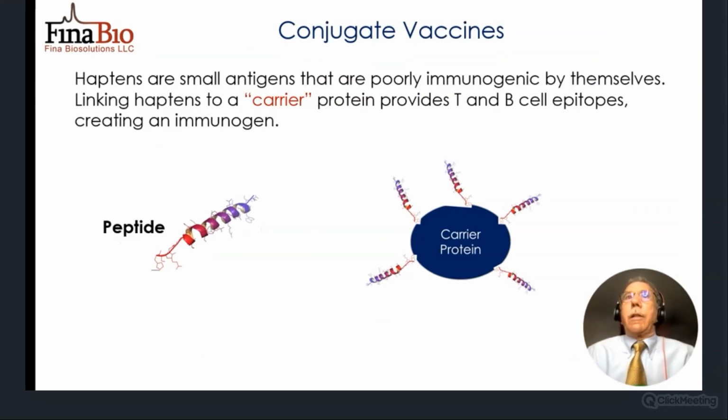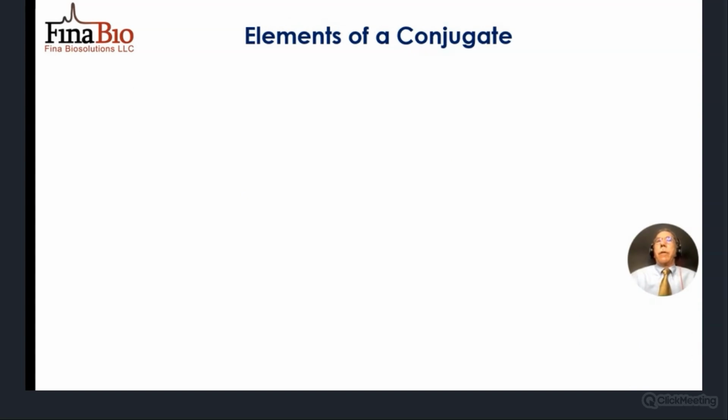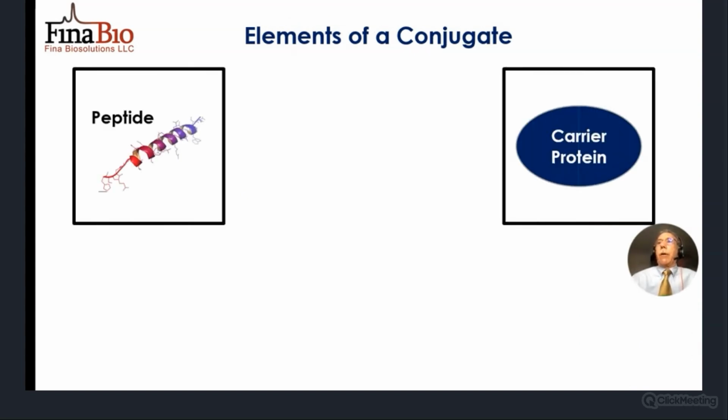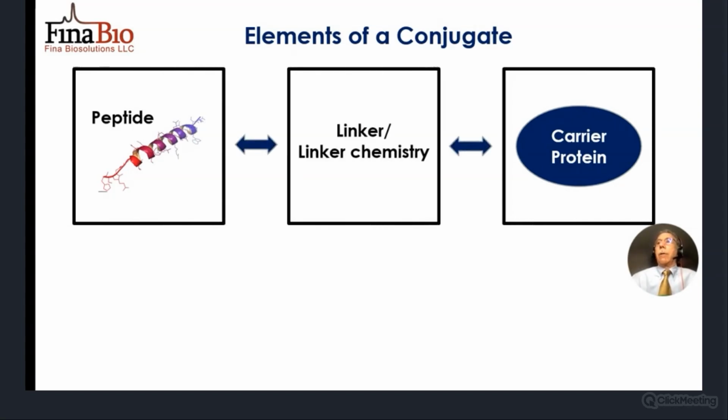Briefly, conjugate vaccines are vaccines in which a poorly immunogenic antigen is chemically linked to a carrier protein in order to enhance its immunogenicity. For example, conjugating a peptide, which is not immunogenic by itself, to a protein creates an immunogenic moiety. There are three elements to the conjugate: the antigen, the carrier protein, and the linker. We'll be looking at each of these three elements.